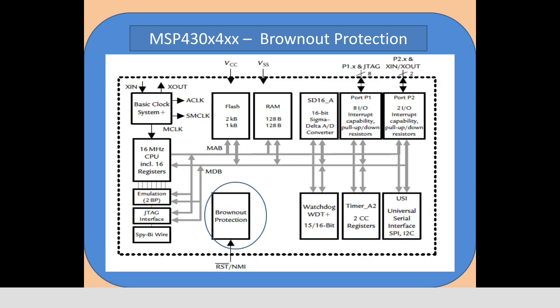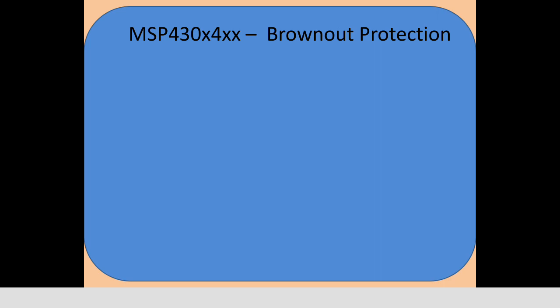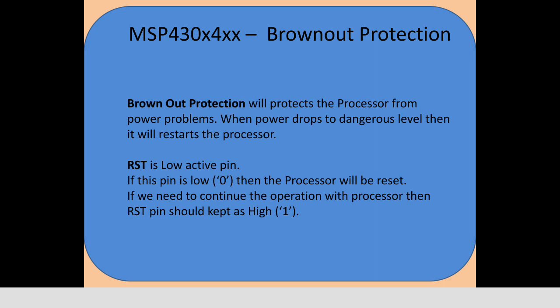And coming to the brownout protection. The brownout protection is the one which can protect the microcontroller whenever the power drops below the dangerous level. When the available power is less than what we exactly require, that is 1.8 volts, if the voltage is reduced below 1.8 volts, the device is going to be damaged. To avoid this, we have the brownout protection. When it reaches the dangerous level, it will reset the processor.